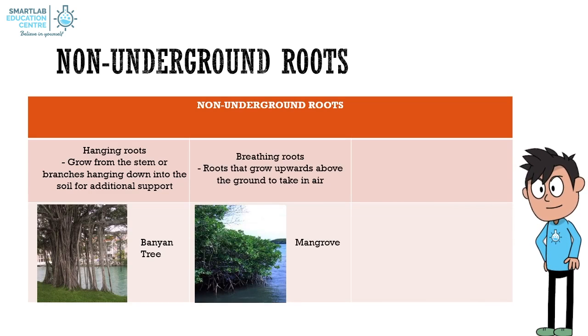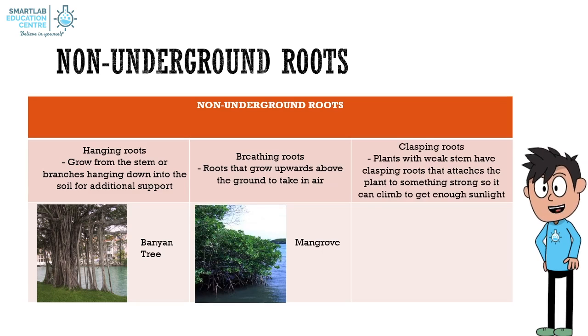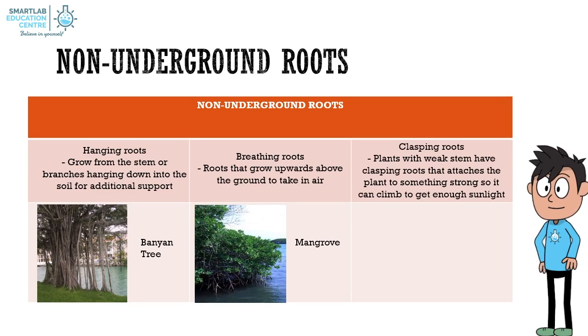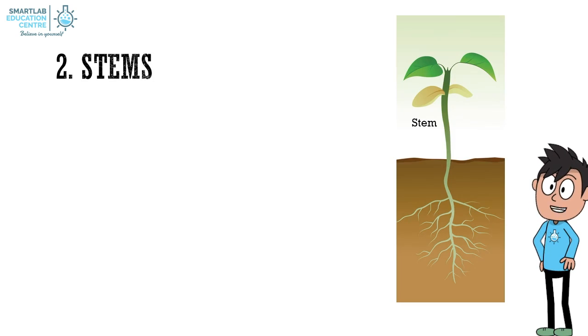Mangrove. Clasping roots. Plants with weak stem have clasping roots that attach the plant to something strong so it can climb to get enough sunlight. Example of a plant with clasping roots. Money plant. Second part of a plant, stems.